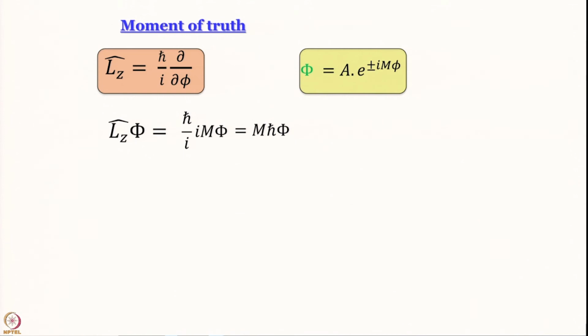M is a quantum number. What is the range of m? Right now we have said from 0 to infinity. Later on we will see that some limit actually does come in. So, m h cross is indeed the z component of angular momentum.